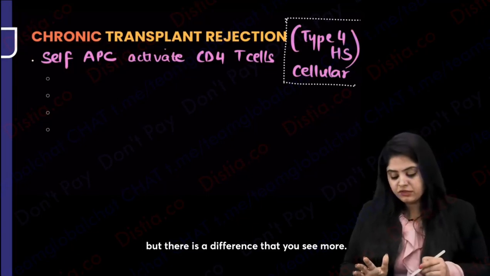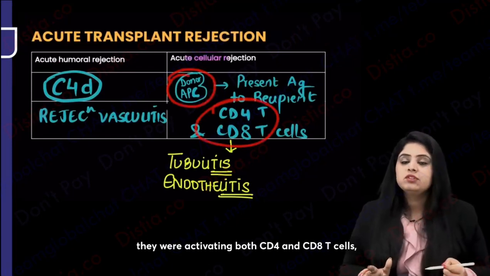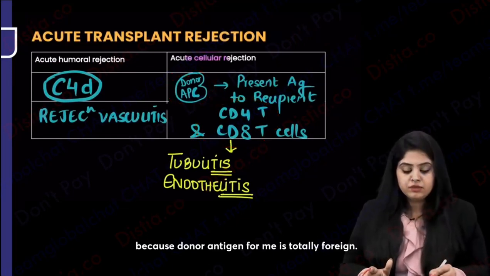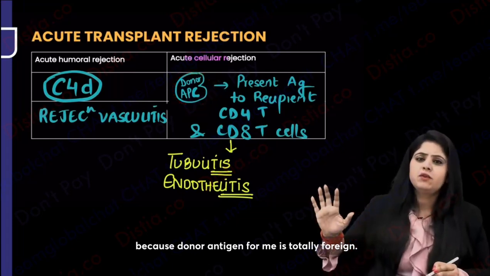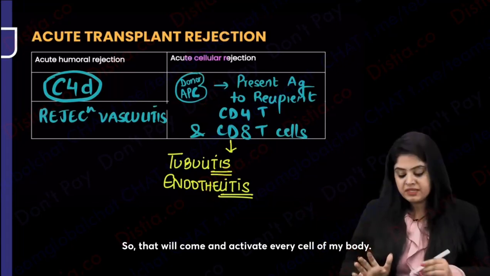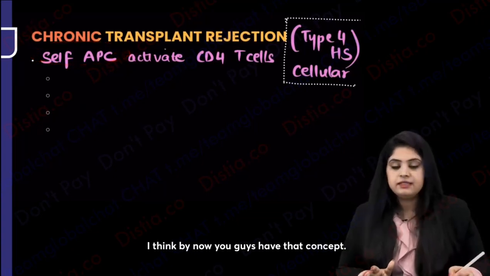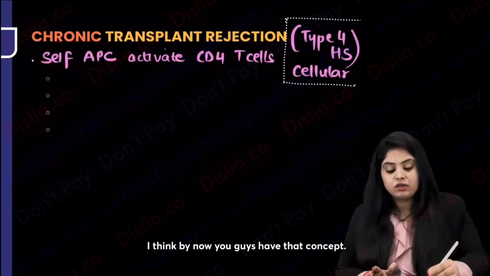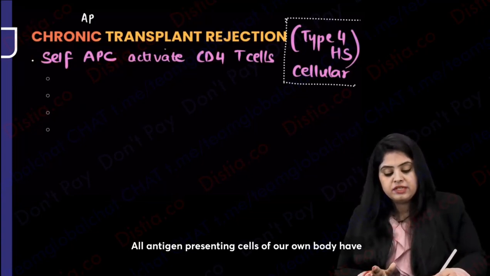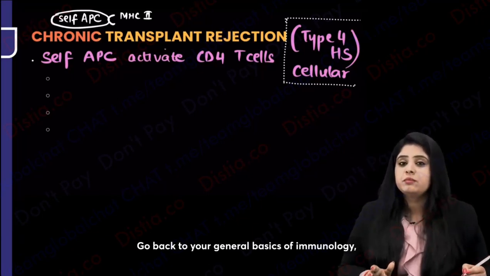But there's a difference that you see more. When the donor APCs were creating a problem, they were activating both CD4 and CD8 T cells, because donor antigen for me is totally foreign. I have never seen that antigen, so that will come and activate every cell of my body. Whereas when I'm talking about my own antigen presenting cells, I think by now you guys have that concept. All antigen presenting cells of our own body have which MHC on their surface? They have MHC2. Go back to your general basics of immunology.